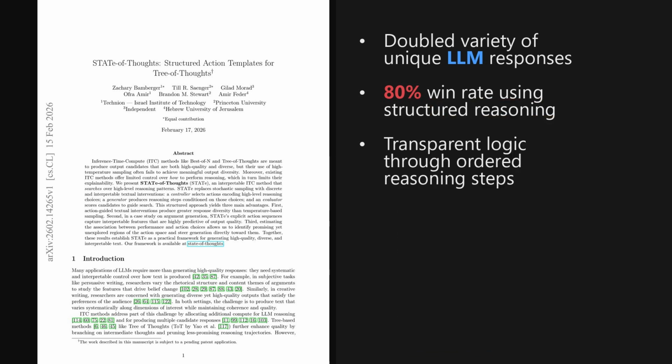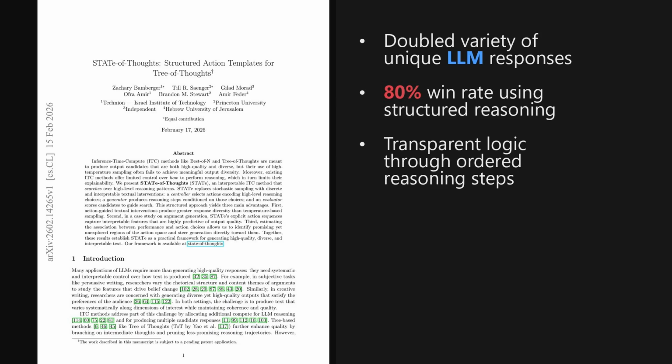I'm Alex. Today we're looking at a paper from the Hugging Face trending list, published on February 15th, 2026, just about 3 days ago. It introduces a framework that replaces random sampling with structured, interpretable actions, reportedly producing up to twice as many semantically distinct outputs as the best current baselines. The paper is titled State of Thoughts: Structured Action Templates for Tree of Thoughts.